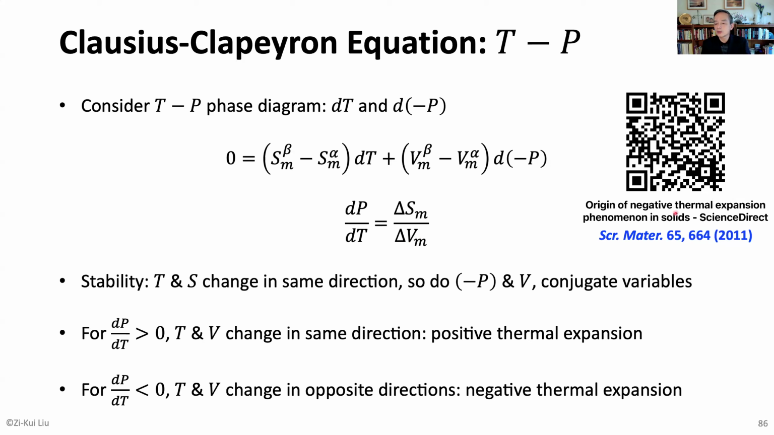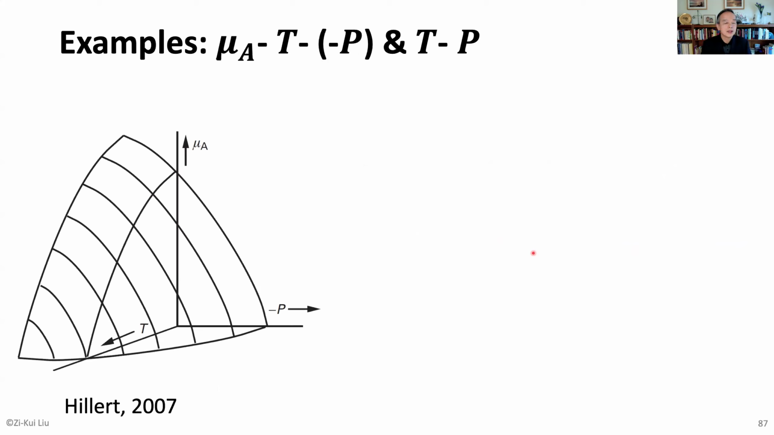We discussed this one in one of our papers in 2011, and we predicted it from quantum mechanics, as we will discuss later in terms of entropy. Now let me give you an example. This again is from Master's book, his beautiful textbook. Now we have three potentials: T, minus P, and mu A.